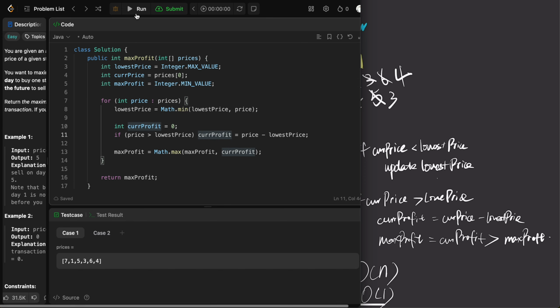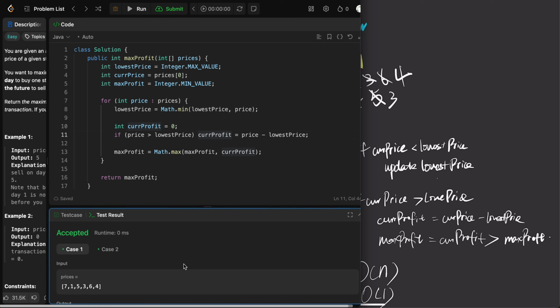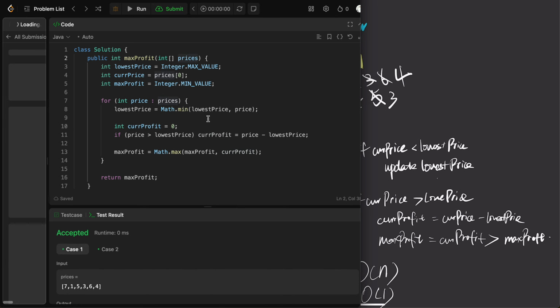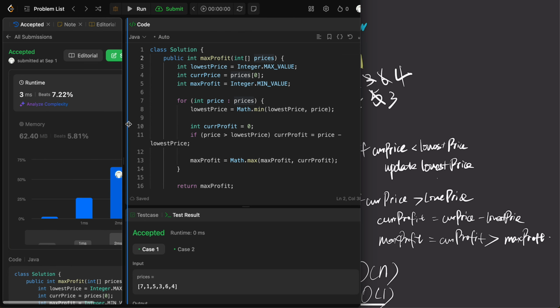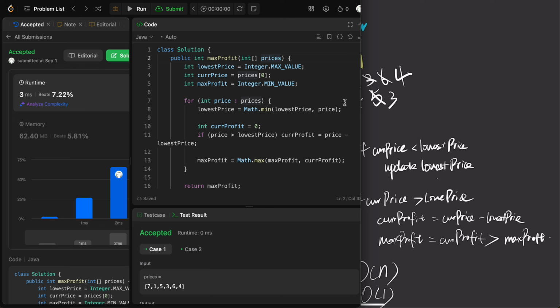And now let's run it. Cool. So every test case passed. Submit it. Cool. So now it passes all the test cases.